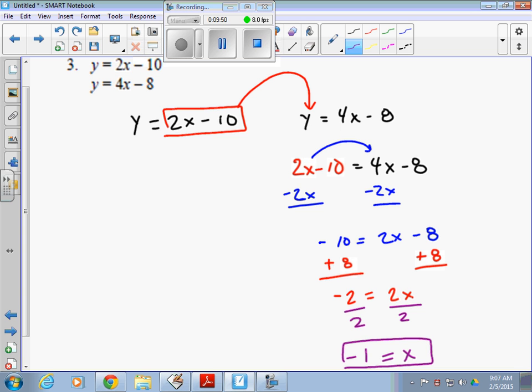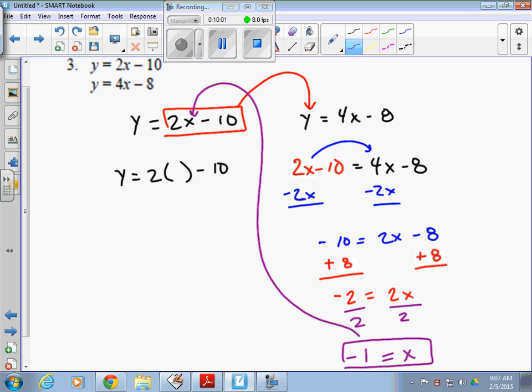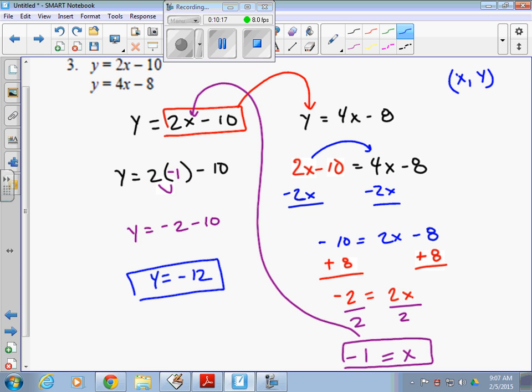Take that value, negative 1, and substitute it back into the other one. So y equals 2 times x's value, minus 10. We just found that x is negative 1. 2 times negative 1, y equals negative 2 minus 10. y equals negative 12. You have an x and a y written as an ordered pair. x comma y, (-1, -12). That is the solution. (-1, -12).